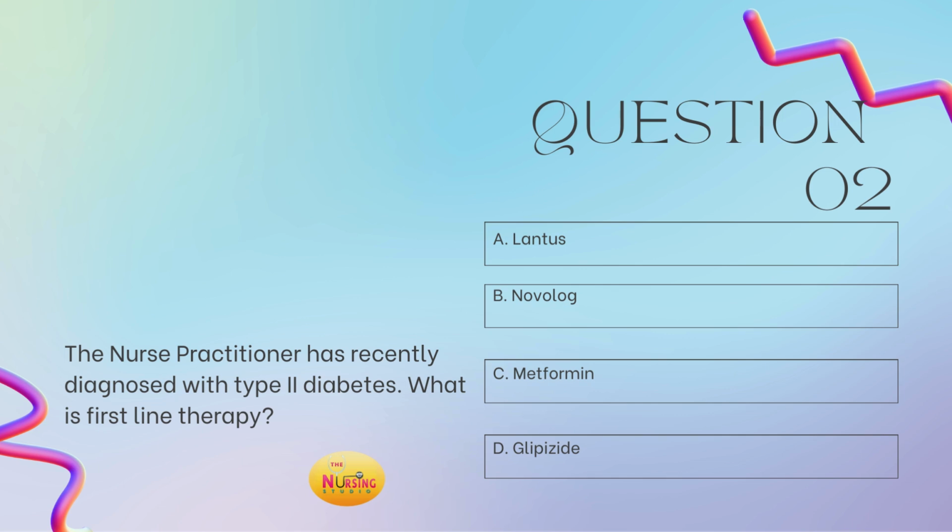So, the stem of the question here states, what is first line therapy? So, they're asking for the first line therapy for a newly diagnosed type 2 diabetic. And you should instantly think C, metformin, also known as Glucophage, okay?